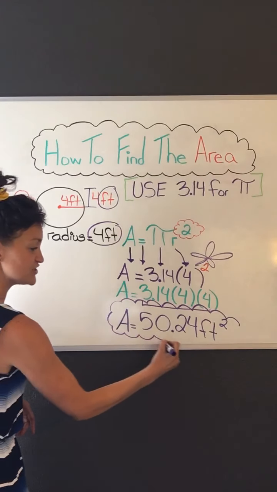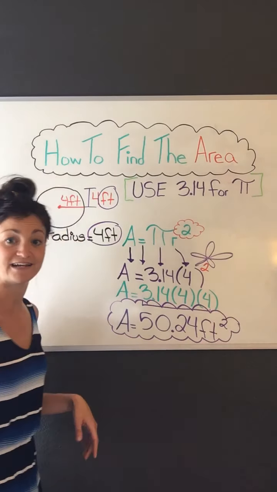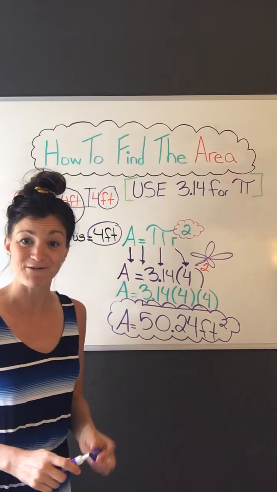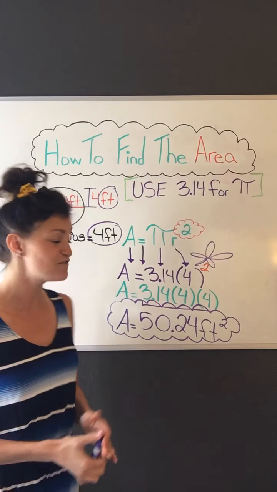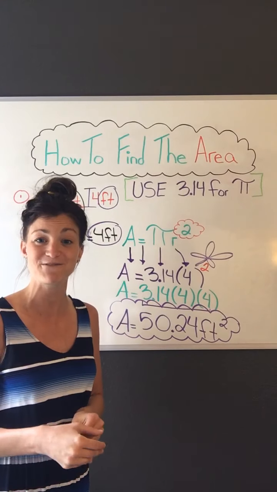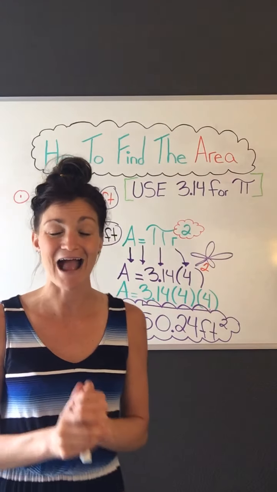So, congratulations. You just determined or calculated that when given a radius of 4 feet, the area of the circle is 50.24 feet squared. I'm very happy for you.